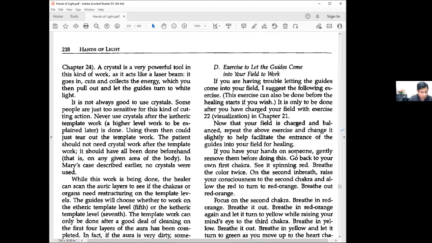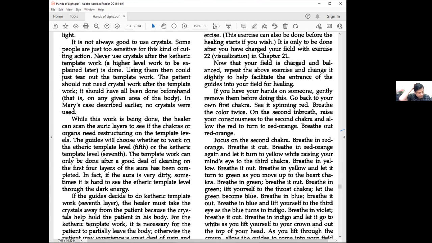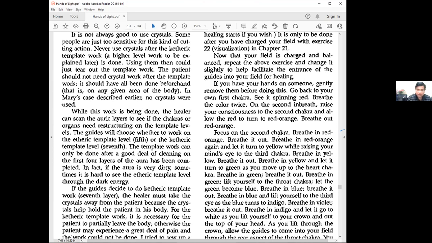See chapter 24. A crystal is a very powerful tool in this kind of work, as it acts like a laser beam. It goes in, cuts, and collects the energy, which you then pull out and let the guides turn to white light. So again, every crystal will have its own propensity. When you start working with crystals, you can understand which crystal will work better and how. Of course, there are many training courses on the use of crystals, but they're a very powerful way of enhancing energy. Personally, I don't use crystals so much. I use toning more. I use humming more than crystals. But yes, we have a lot of crystals, and crystals can also do a lot of work.